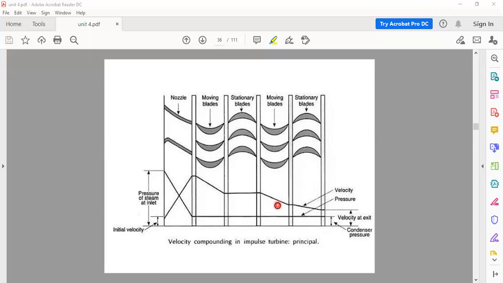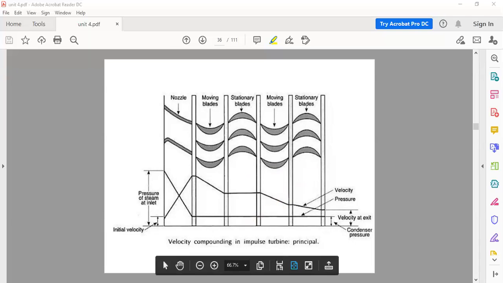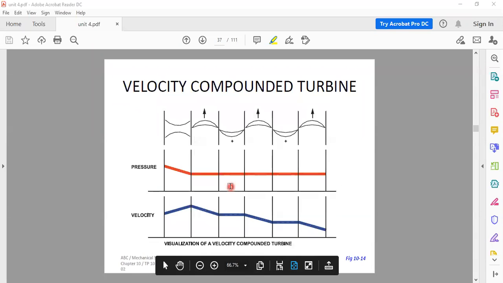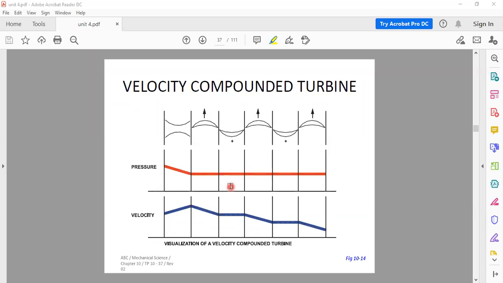This is a continuous process, number of stages. Here, this is the principle of velocity compounding in impulse turbine. So in the velocity compounding turbine, after decreasing, pressure is constant throughout and velocity continuously decreases. That's why we are saying this is controlled by velocity; by velocity we have controlled the speed of the rotor. So this is velocity compounded turbine.